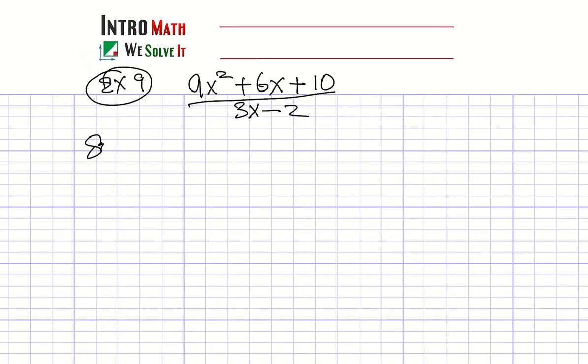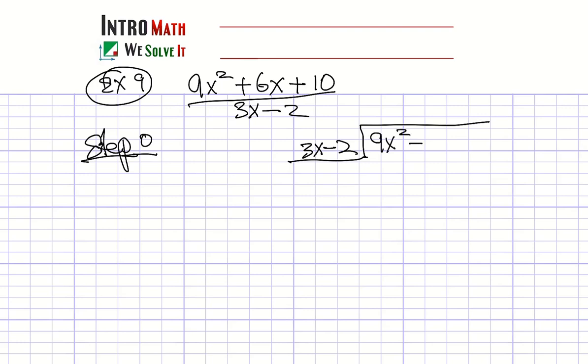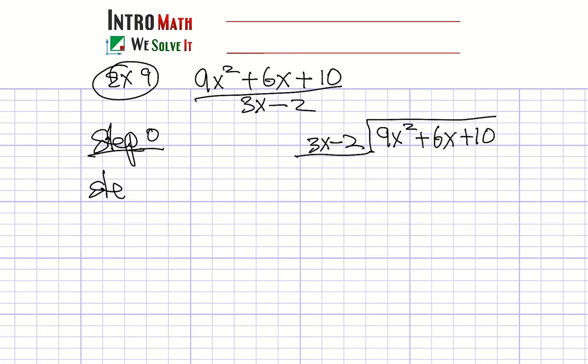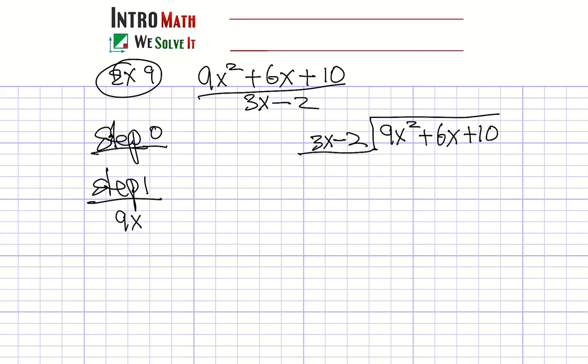It's step 0. Remember our step 0, we'll prepare the way. We'll have 3x minus 2. Nothing is extraordinary there. Everything looks good. 9x squared plus 6x plus 10. Okay. You see that, right? Alright. So then we'll go to step 1. Step 1. We'll have 9x squared divided by 3x.